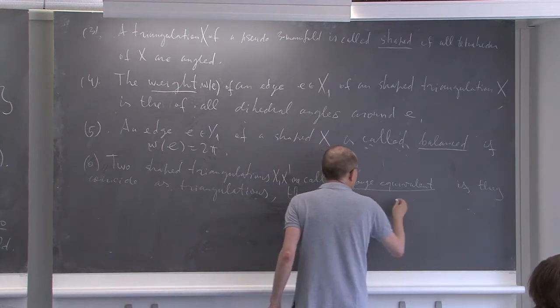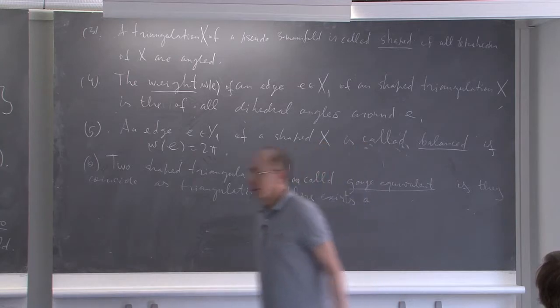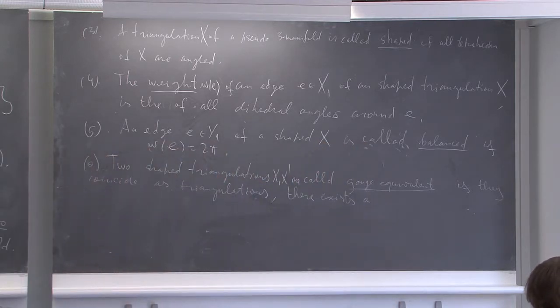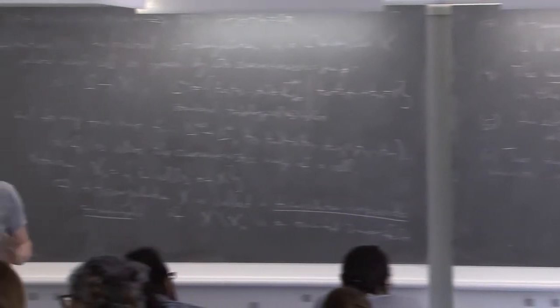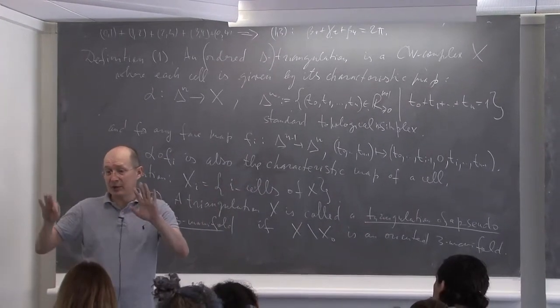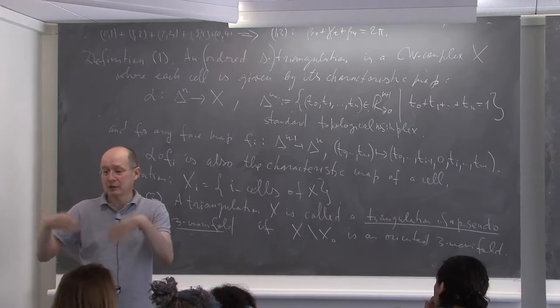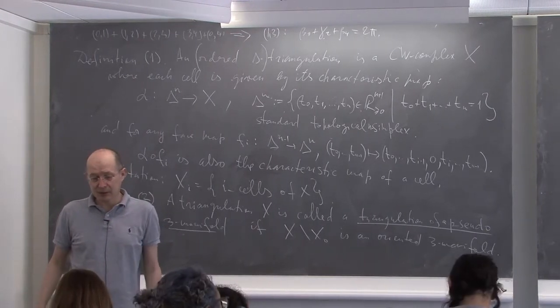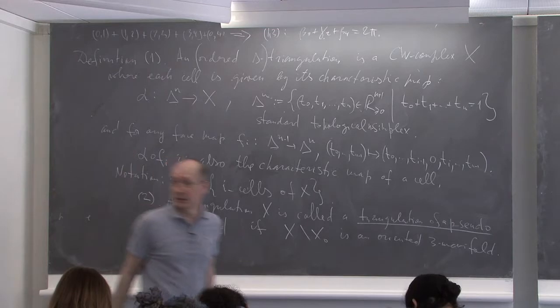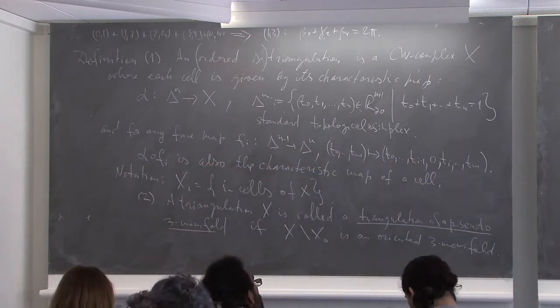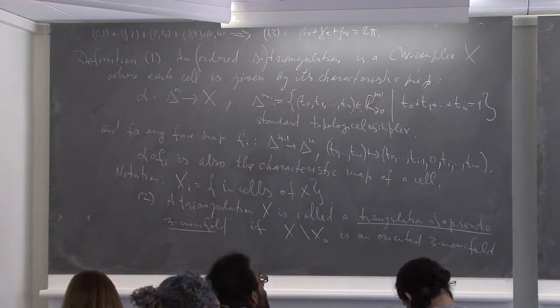So do you mean they're isotopic or like? No, just coincide. Just combinatorially, it's the same triangulation. Okay, so X and X prime, the difference is only in the angles. Dihedral angles are different. So even no isotopy needed, just the same.